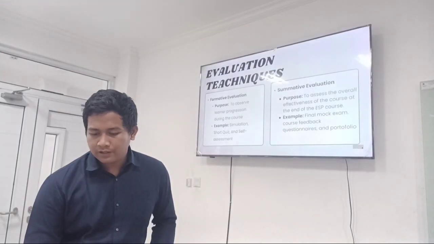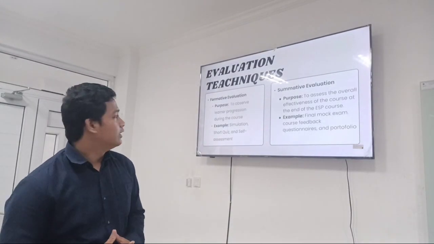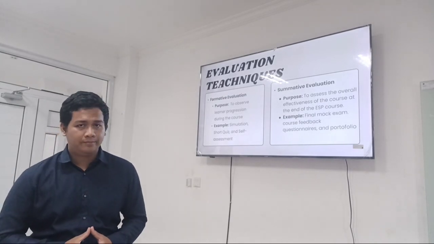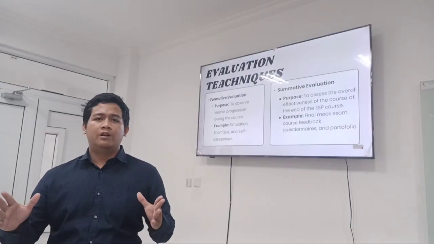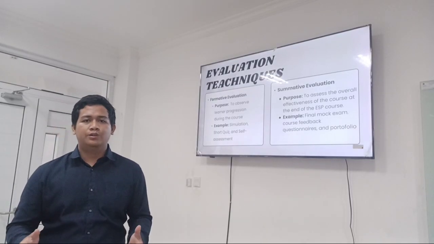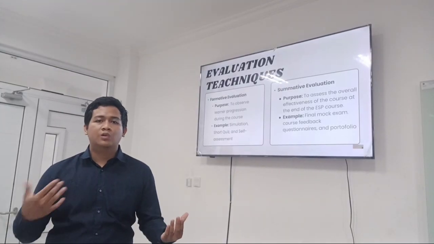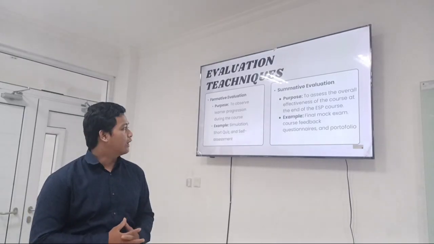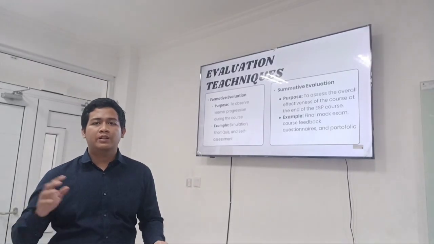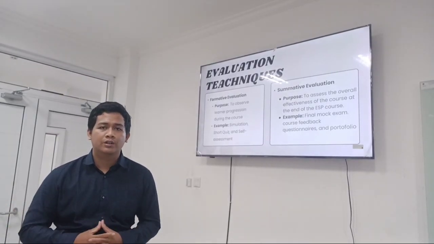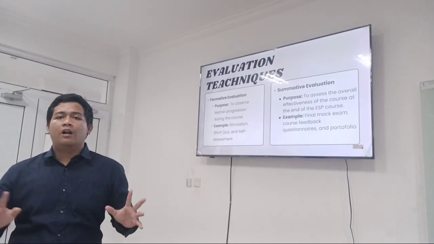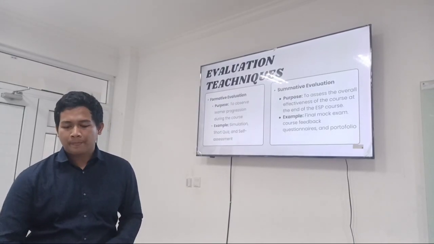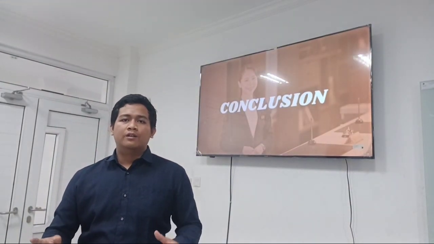And the next is evaluation technique. Evaluation consists of formative and summative assessment. Formative assessment is conducted during the learning process through activities like role play and classroom observation, and this is to monitor the learning progress. And the next one is the summative assessment, which is conducted at the end of the course through a full reception simulation, allowing the teacher to evaluate the course effectiveness and the learner's readiness for the workplace.